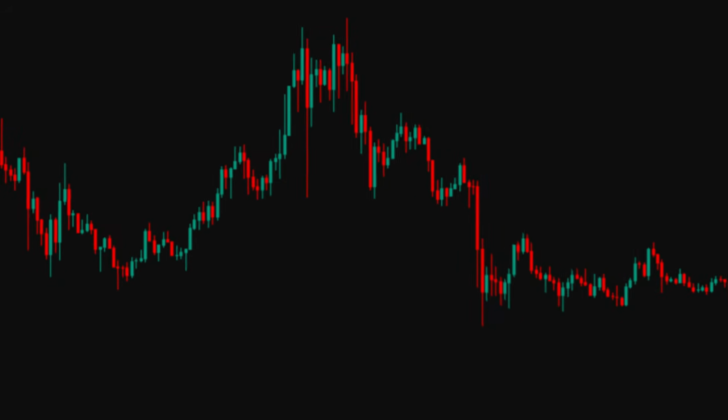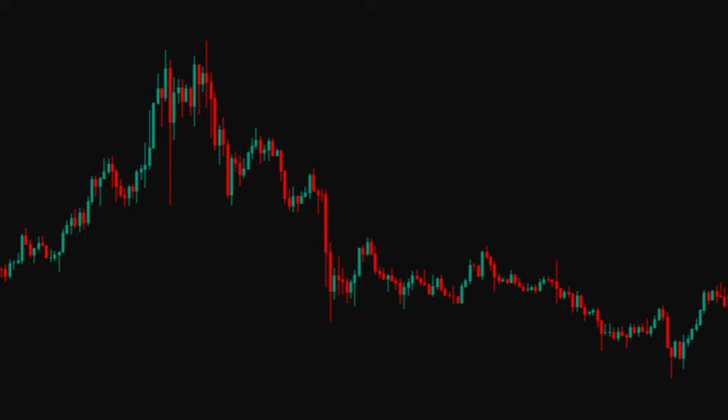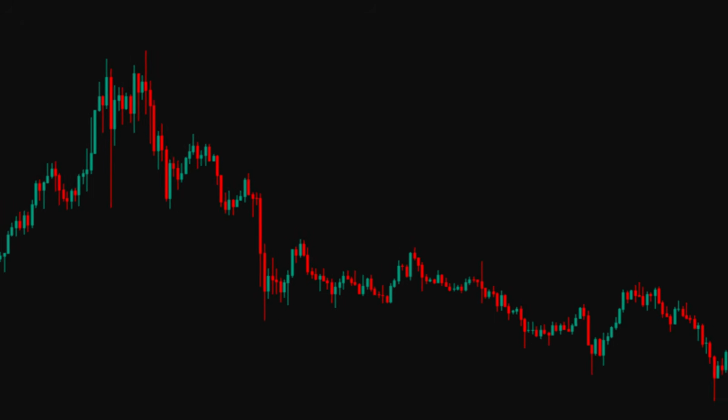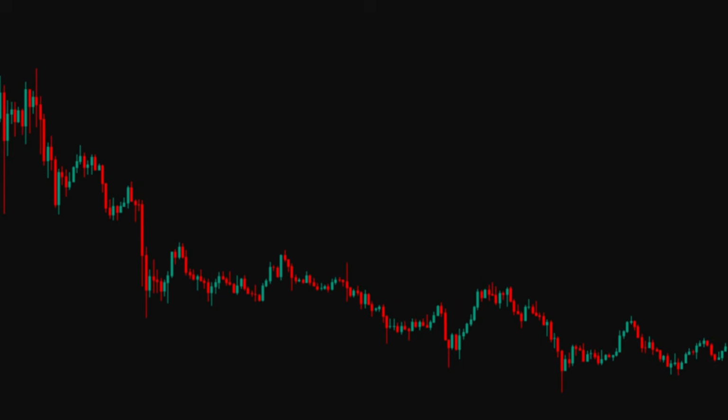Now let me show you a trading strategy that combines this indicator with some basic price action concepts. While indicators can be powerful tools, they should never be used in isolation. No indicator can guarantee profitable trades. Proper risk management and position sizing remain essential parts of any successful trading strategy.